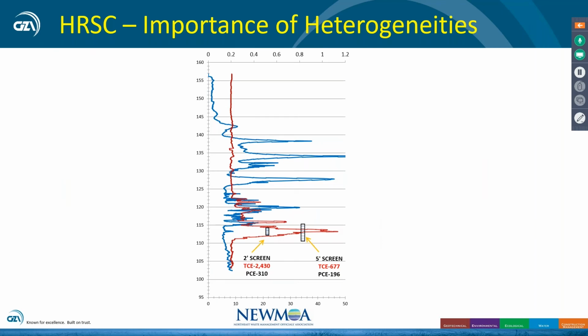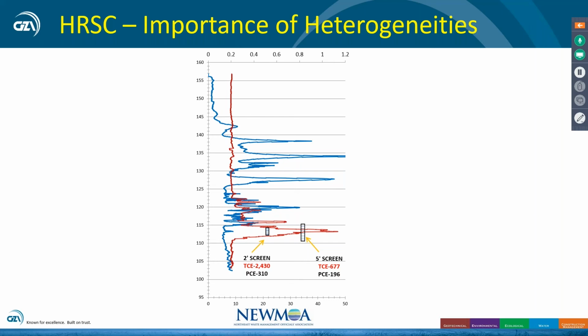And what do I mean by the importance of the 6 inches or 18 inches? These are 2 well screens that we ended up doing based upon the high resolution site characterization. To the left, you'll see that we put a 2-foot screen in, and we have 2,400 ppb of chlorinated solvents, of TCE. We put a 5-foot screen, and each point center was identical. So in elevations, each were identical. And we had TCE of 677.